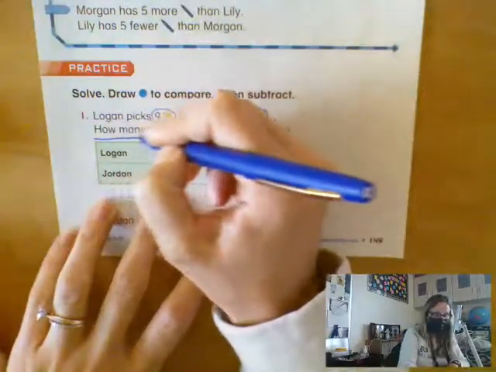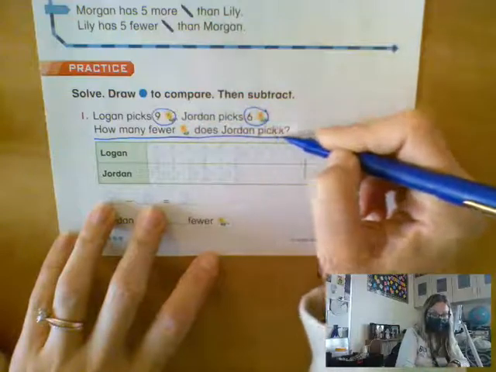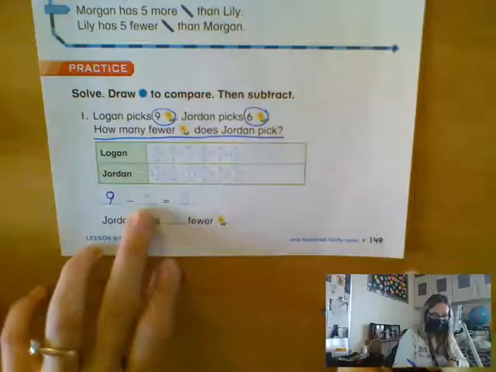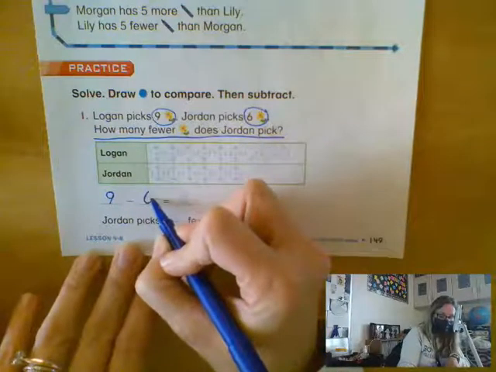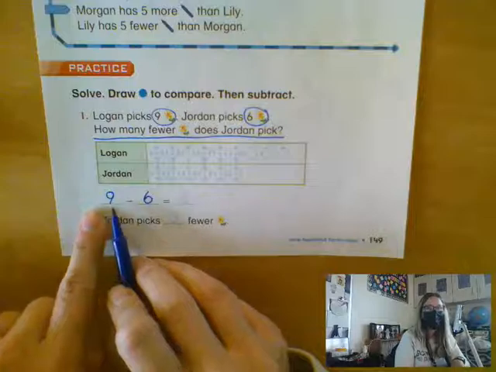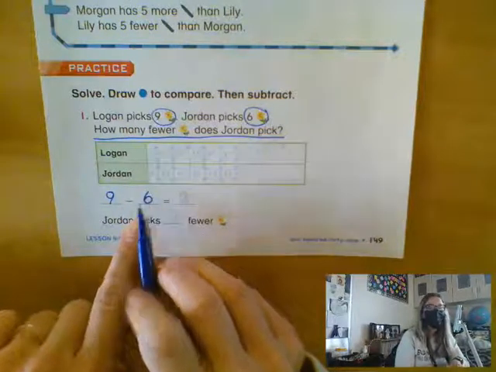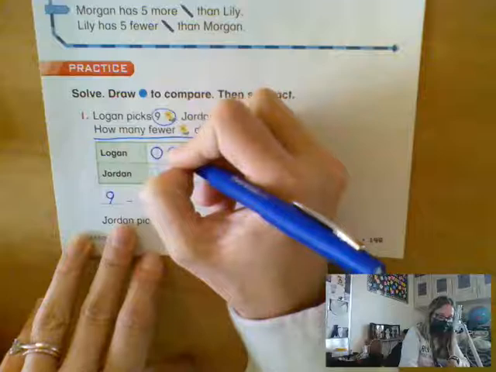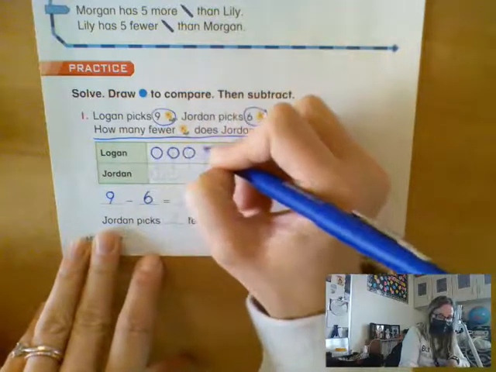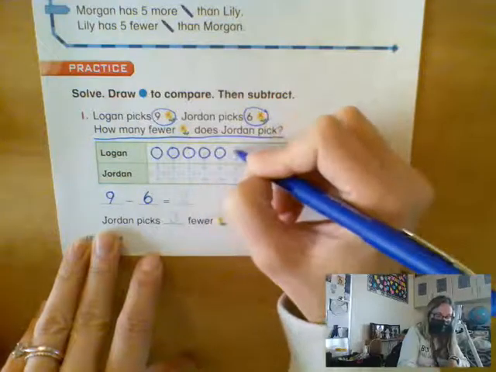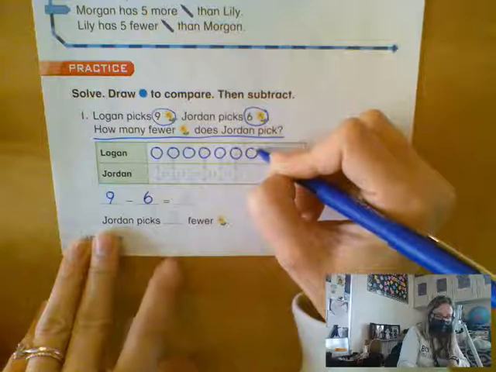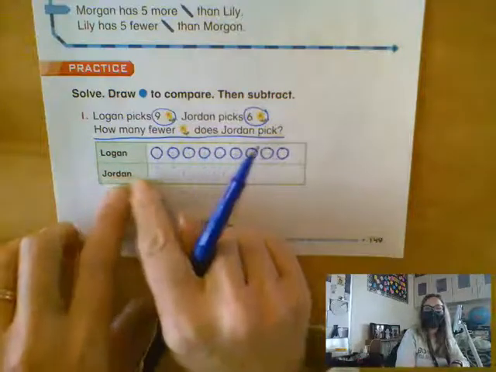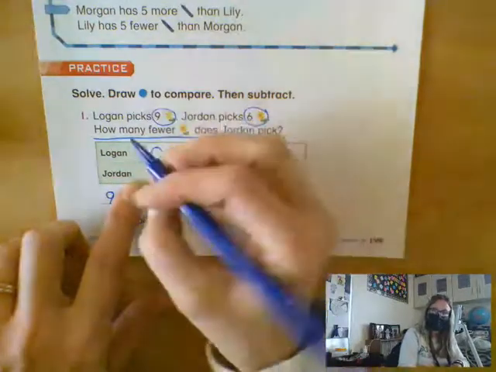Now the question says, how many fewer daisies does Jordan pick? So we know that Logan has 9, so you can trace the 9. That's the first number. And we know that Jordan has 6, so that's our second number. So we're going to take Logan's 9, take away Jordan's 6, and that should give us our answer. So up here, let's draw in Logan's 9. 1, 2, 3, 4, 5, 6, 7, 8, 9. And then in the next box where it says Jordan, Jordan has 6, so draw the 6 circles. You can trace them.